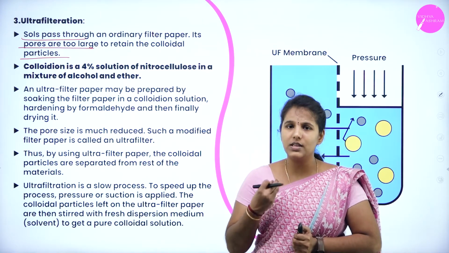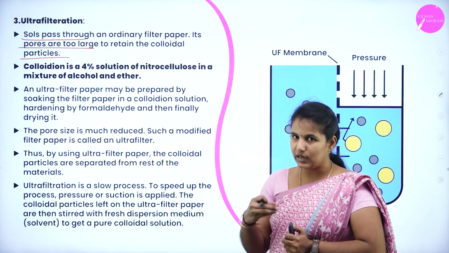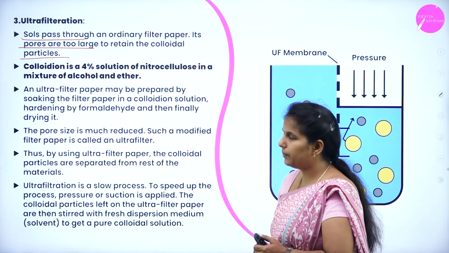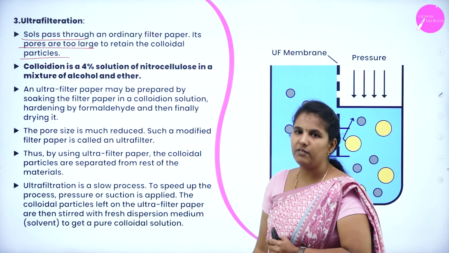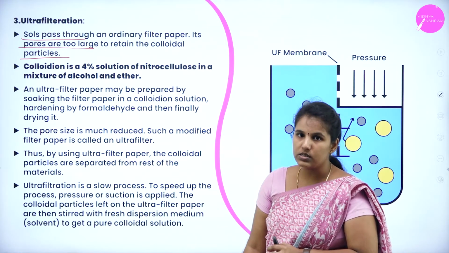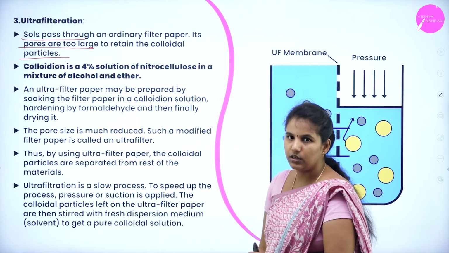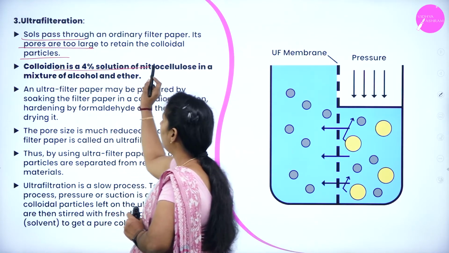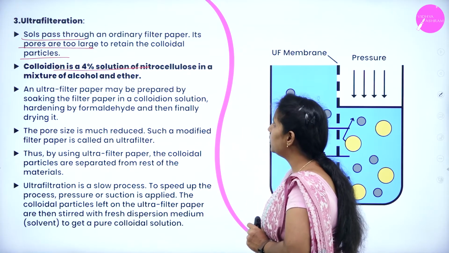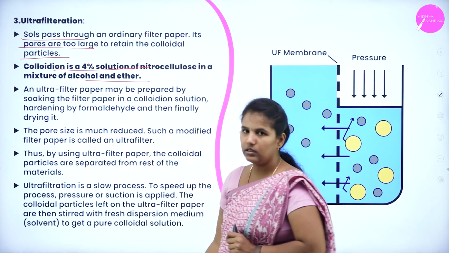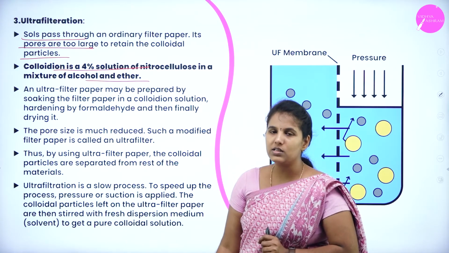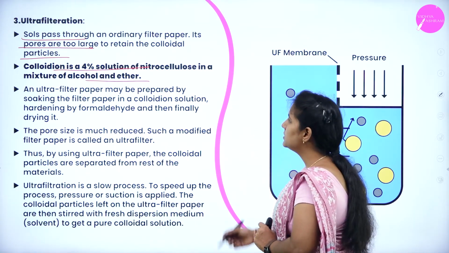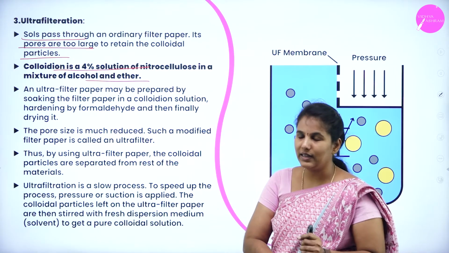But how to increase that? That can be done by ultrafiltration. Here, the salts will be passed through the ordinary filter paper. We know that ordinary filter paper has large holes and cannot retain the colloidal solution. That is why they will add collodion, which is a 4% solution of nitrocellulose in alcohol and ether. So collodion will be added. What is collodion here? Collodion is a solution of nitrocellulose in a mixture of alcohol and ether.